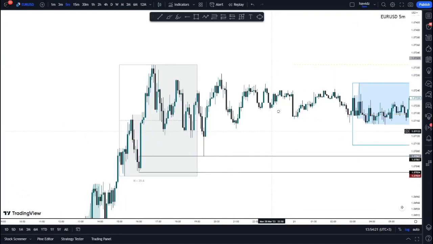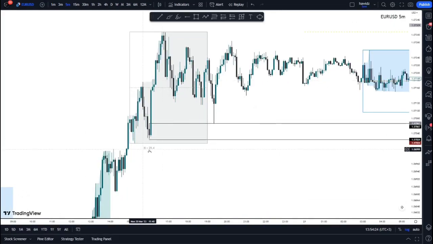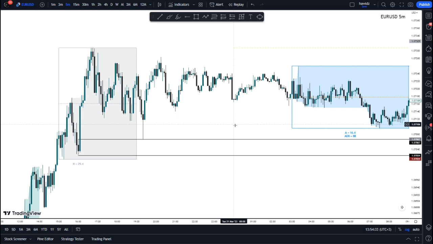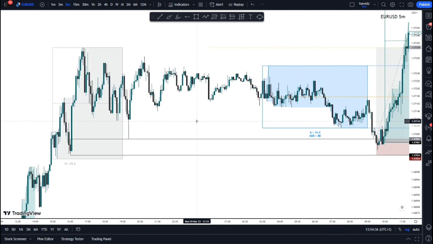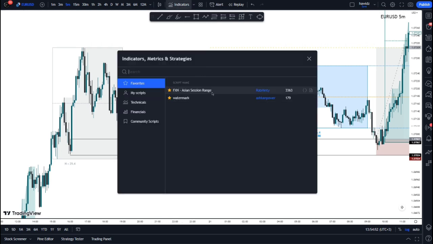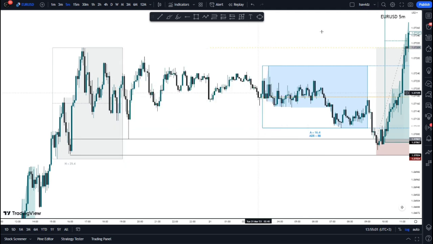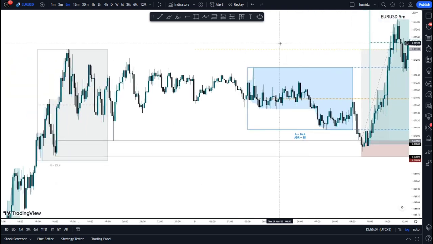If I go back here, you can see that we have another box here, written N. This was yesterday's New York session and the market moved 29.4 pips. So this is just the simple use of this indicator. The name of this indicator is FXN Asian session range. If I go there, you can clearly see it right here: FXN Asian session range by Rob Minty. So that's the one.